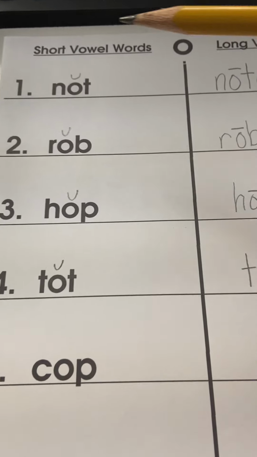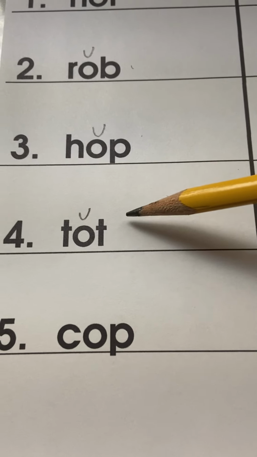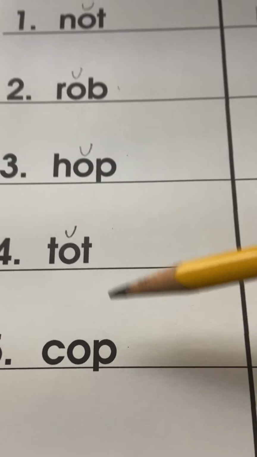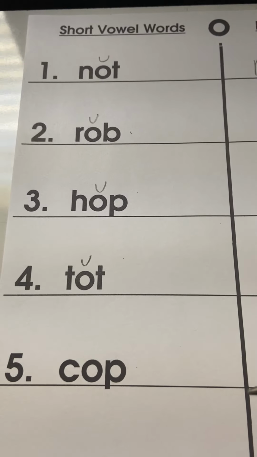Okay, so here are our short vowel words: not, rob, hop, tot, and cop. What do they all have in common? They have short O. You hear ah, ah, ah.